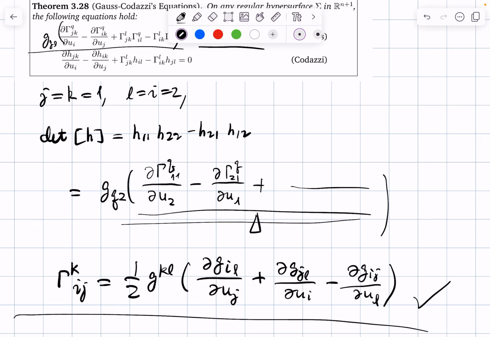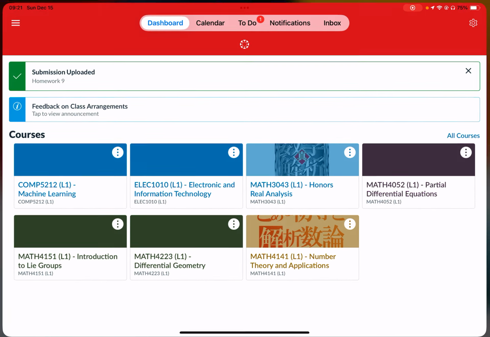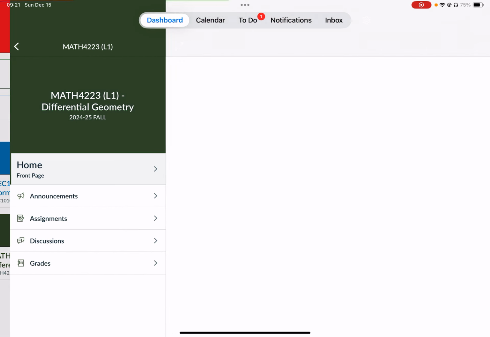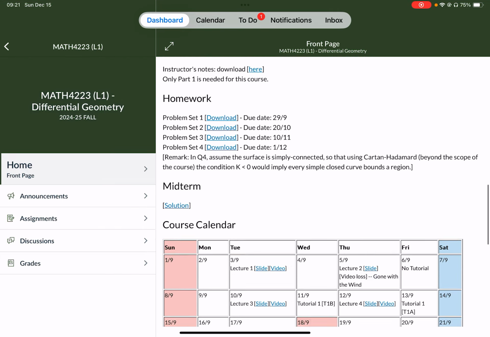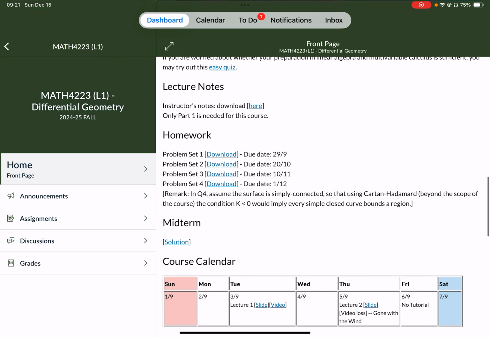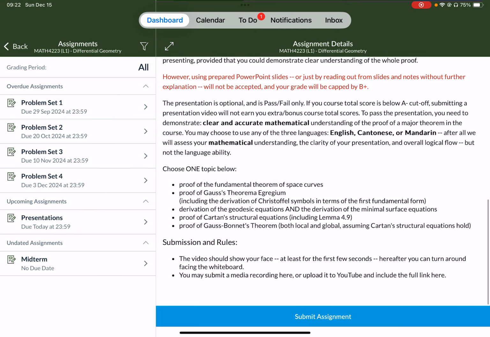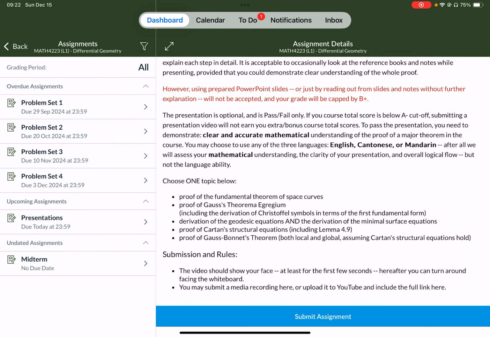So actually the whole thing is picked from a list of theorems that I can prove as my homework presentation. And the list of theorems are these. So I just picked the one that I think is the easiest to prove from the list.